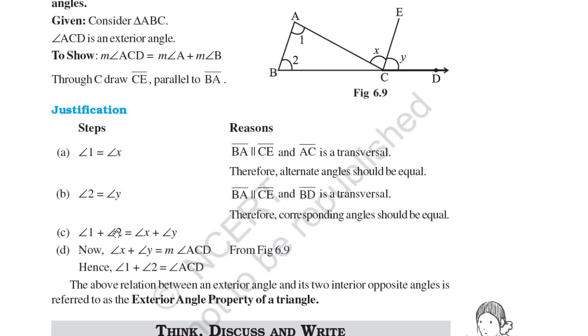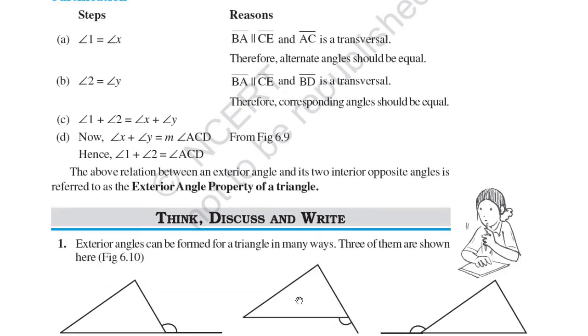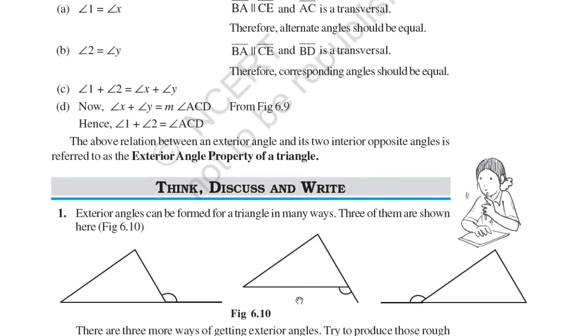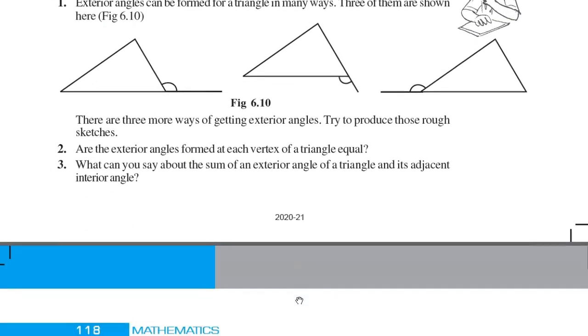Now angle 1 plus angle 2 is equal to angle X plus angle Y. It's clear from the figure. Now angle X plus angle Y is equal to the measure of angle ACD. Hence angle 1 plus angle 2 is equal to angle ACD. The above relation between an exterior angle and its two interior opposite angles is referred to as the exterior angle property of the triangle. Think, discuss and write is there, so you can do that.